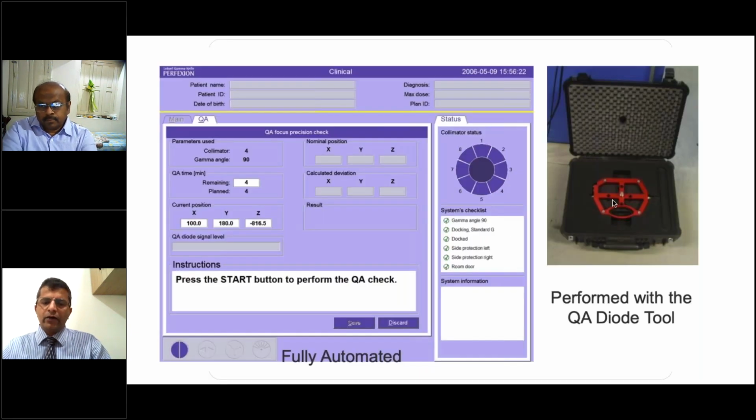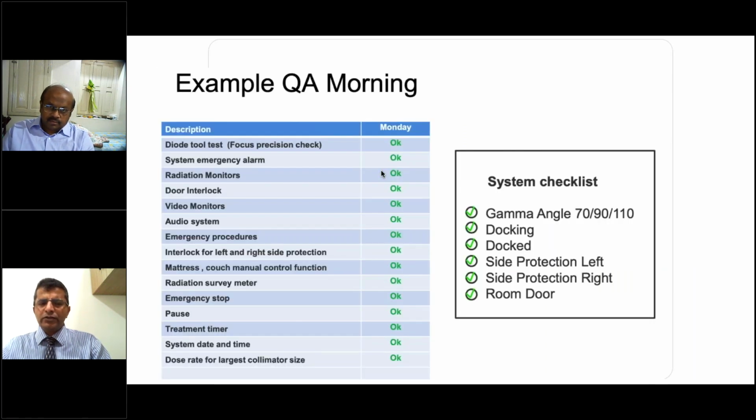So this is the diode which is used by the gamma knife physicists every day to calibrate the gamma knife system. This is something like a morning QA, like the morning checkout that we do in LINACs. For example, here you could see that there should be a diode test tool. There will be system emergency alarm, radiation monitors, gamma angle variations, docking positions, and many more. Usually these are all the typical QA lists for a physicist to check before utilizing this equipment for radiosurgery.